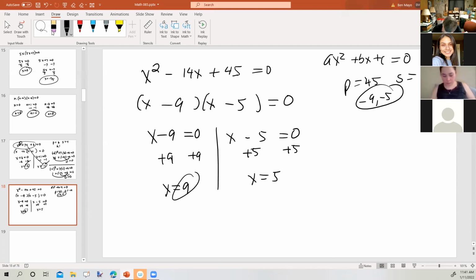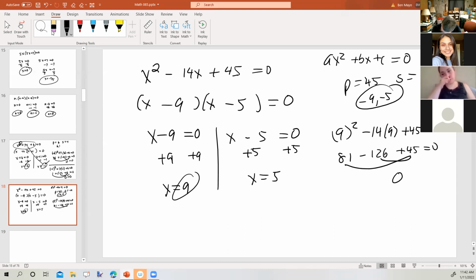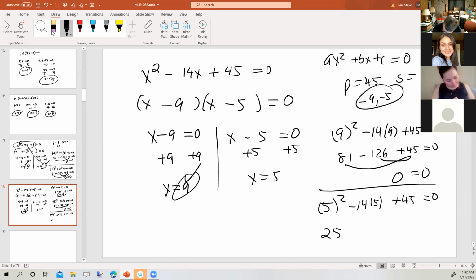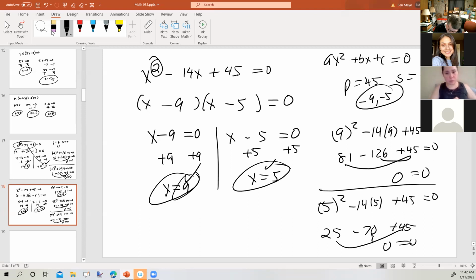If x is 9, we get 9 squared minus 14 times 9 plus 45 equals 0. 81, that would be minus 126 plus 45 equals 0. 126 minus 126, that one checks. If x is 5, 5 squared minus 14 times 5 plus 45 equals 0. 25 minus 70 plus 45, we get 0 equals 0. So again, this second degree equation has two solutions.